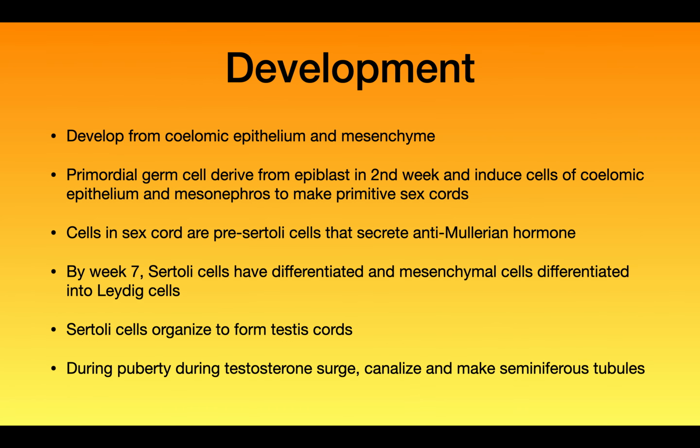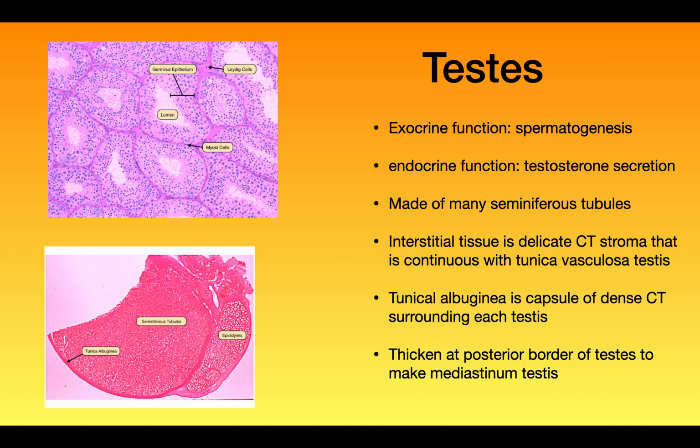Oh, sorry. So before the canalization, the children cannot produce sperm, and they can't ejaculate either, because the canalization hasn't happened. Okay, so there's two different functions: the exocrine function, which is the spermatogenesis, so making the sperm, and the endocrine function, which is the testosterone secretion.